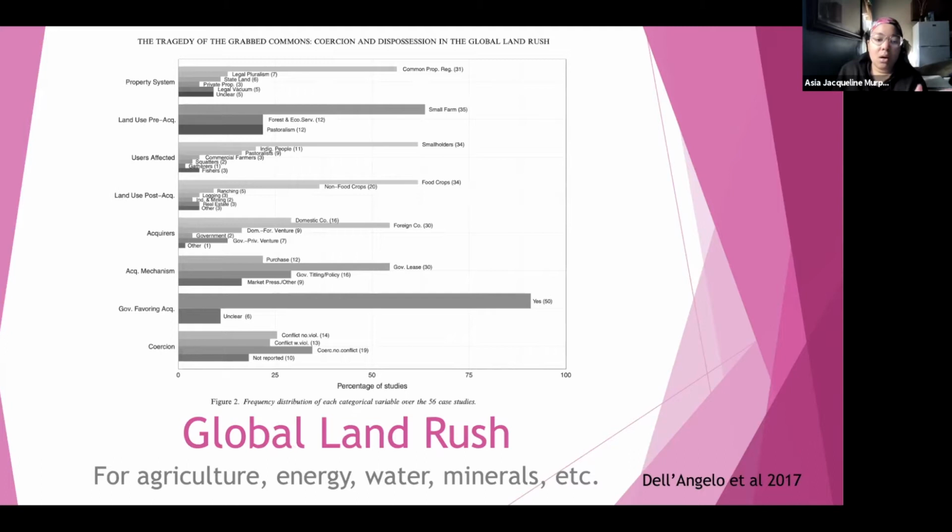So what we're seeing on the x-axis is the percentage of studies, and they looked at 56 case studies. And so what you see is that typically the property system before acquisition is a common property. So it's not necessarily titled to any specific person. And in that case, even if people live on the land and they may have ancestral rights to the land, the government doesn't recognize their rights to the land, and so it's leased off.